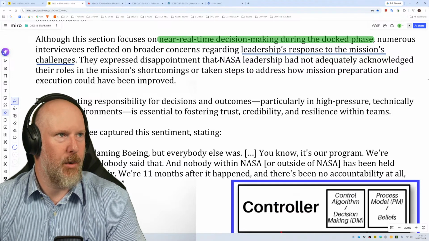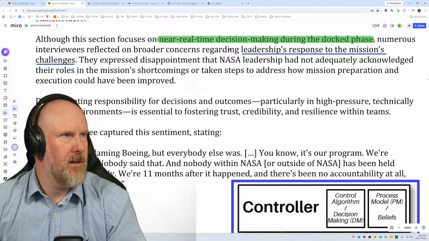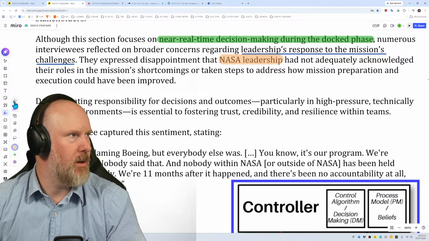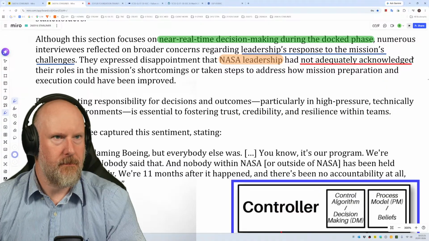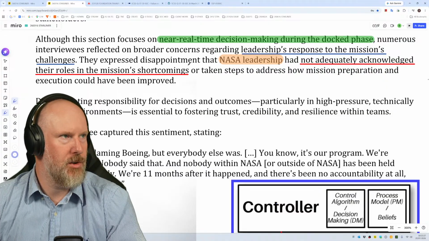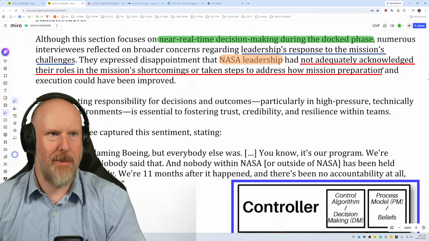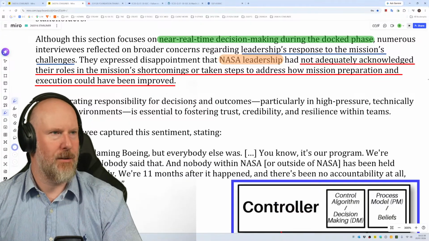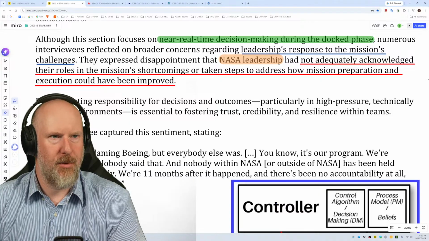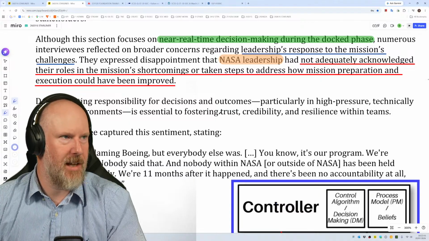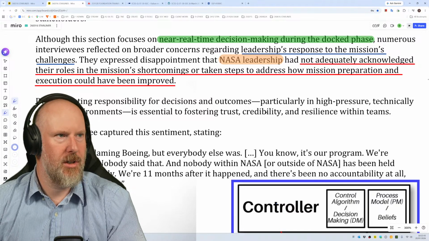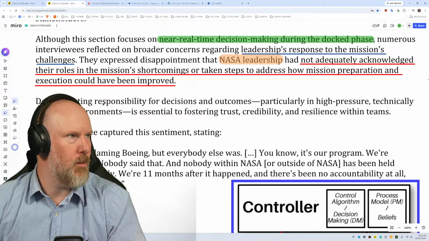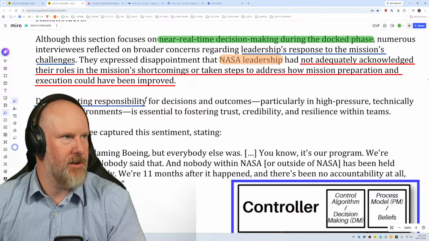They expressed disappointment that NASA leadership had not adequately acknowledged their roles in the mission's shortcomings or taken steps to address how mission preparation and execution could have been improved. Demonstrating responsibility for decisions and outcomes, particularly in high-pressure, technically complex environments, is essential to fostering trust, credibility, and resilience within teams. So, demonstrating responsibility for decisions and outcomes.